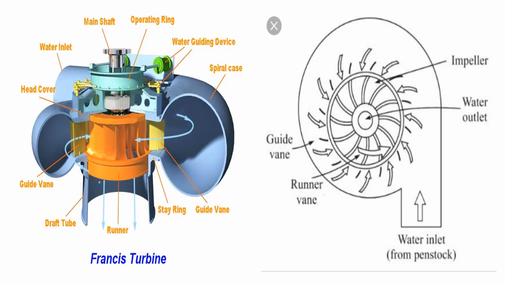So this is a figure showing the essential parts of a Francis turbine. Here also you have guide vanes, runner vanes, impeller, stay vanes, etc. Now we will look into each one of these parts.